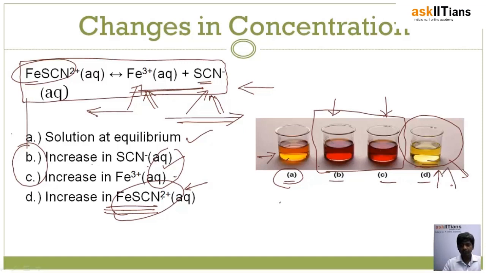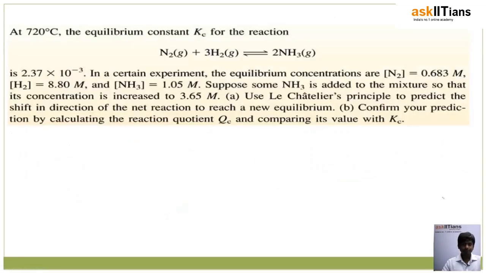Had it been in equilibrium, it would have looked more like an orangish tint, but it is completely yellowish, indicating that a forward reaction is going on. Fine. So now we have an example here.